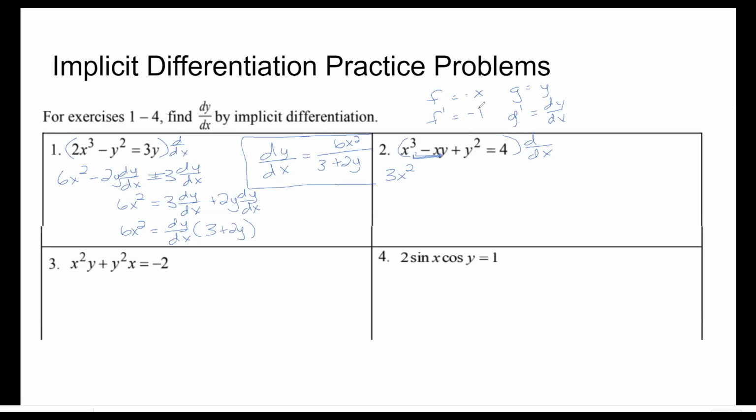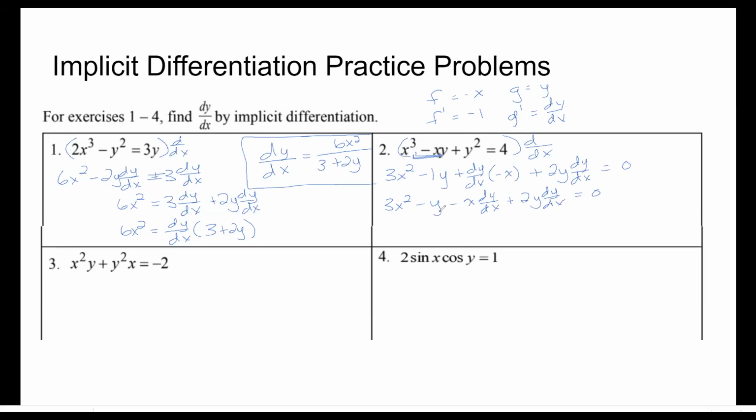So I have here the derivative of f prime, which is negative 1 times y, plus g prime, which is dy dx, times a negative x, plus 2y dy dx equals 0. I'm just going to rewrite this. I have 3x squared subtract y subtract x dy dx plus 2y dy dx equal to 0.